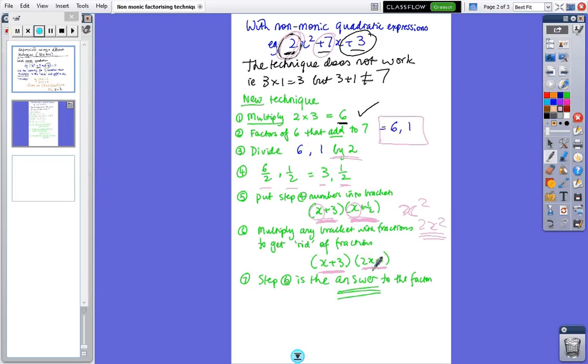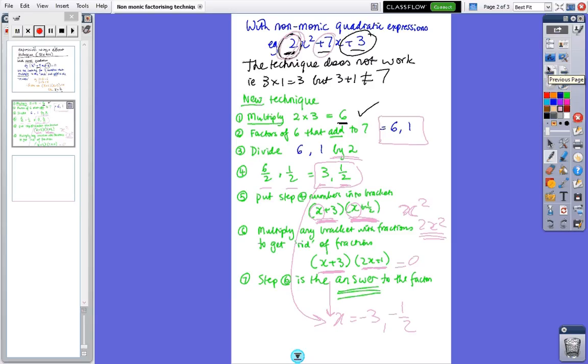So if that was an equation, then you still take the opposite numbers. So in fact, if it was an equation back here, then those two are the opposite numbers to the actual answers. But if it was just factorising, then that's all you do. And I think that's as simple as it is. Okay, so it's a different technique.